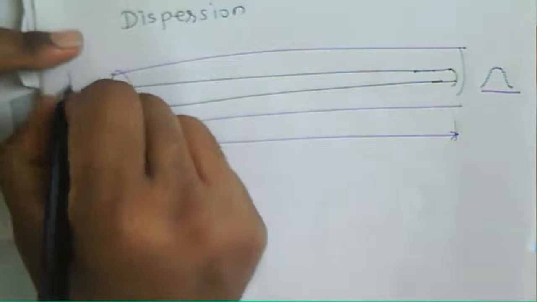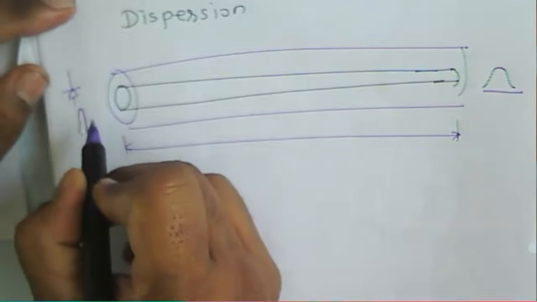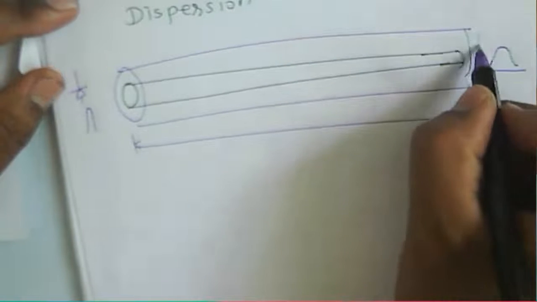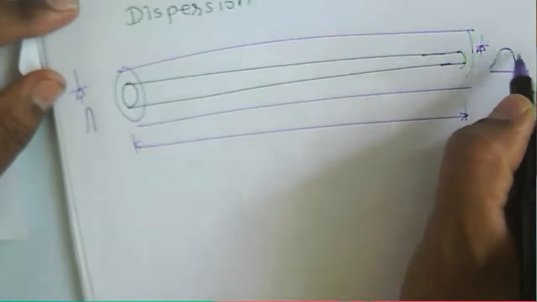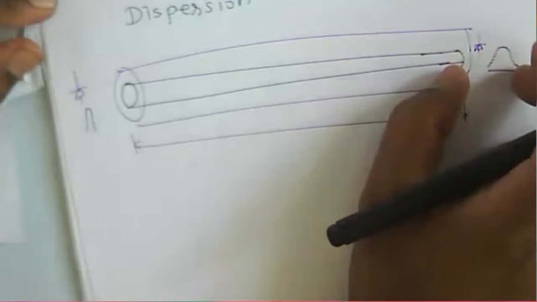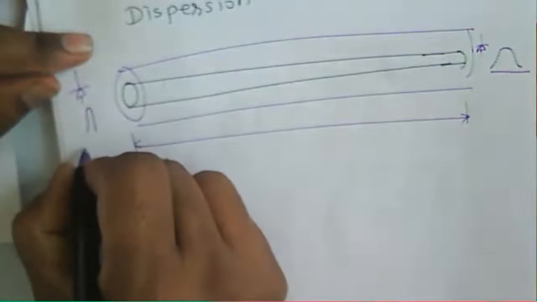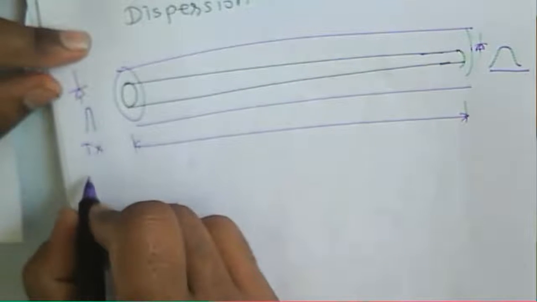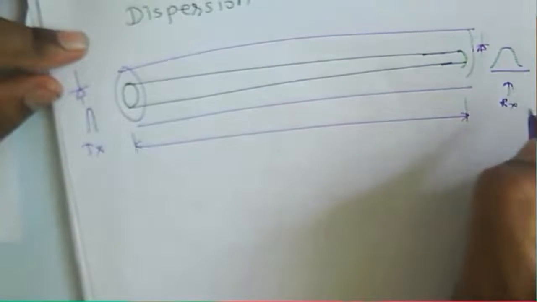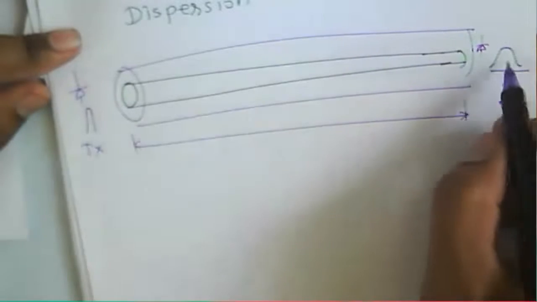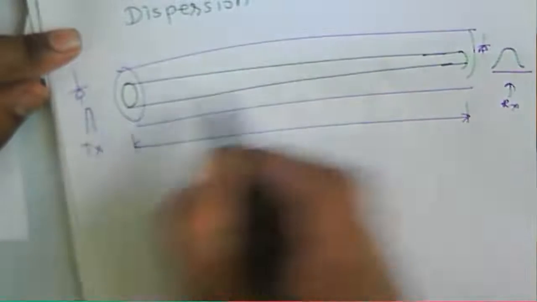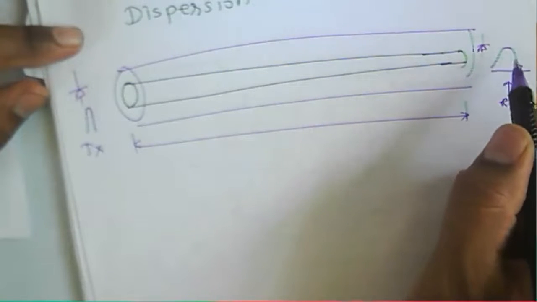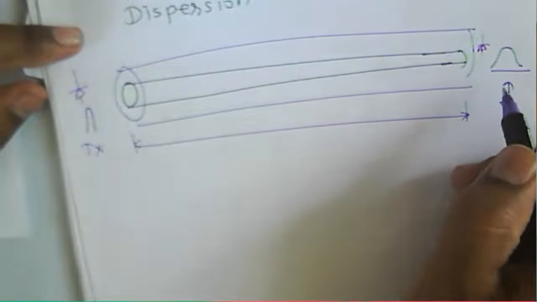Generally, we have a source where we provide current, and the current is converted into light rays, which then propagate. At the end we have a receiver that converts it back into current, and we get the pulse. Here the pulse broadening takes place. Comparing the transmitted signal from this end and the received signal at the other end, in terms of width and level, we can observe that the width is increased and the level is reduced.